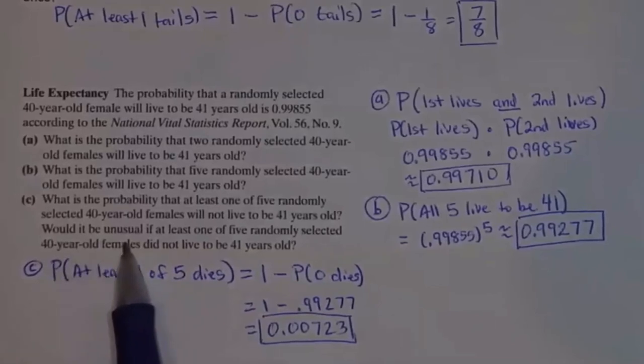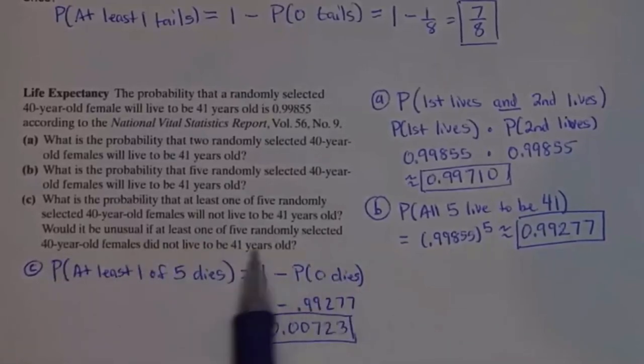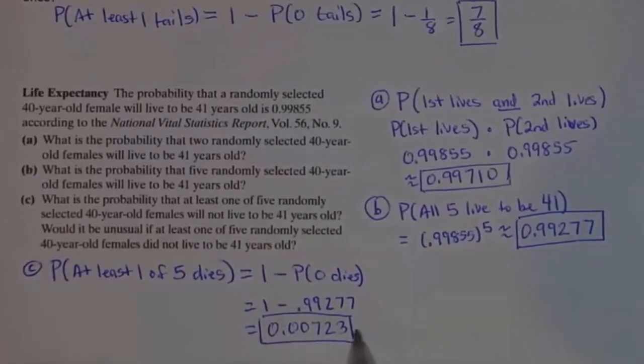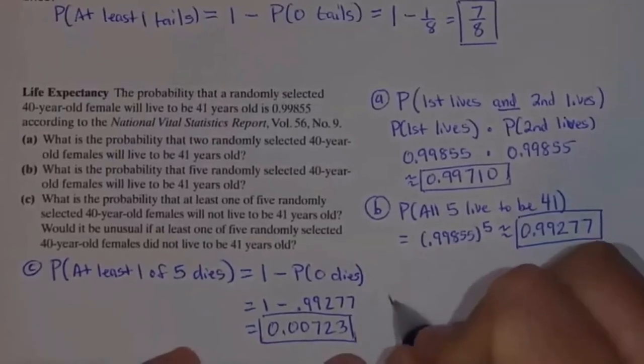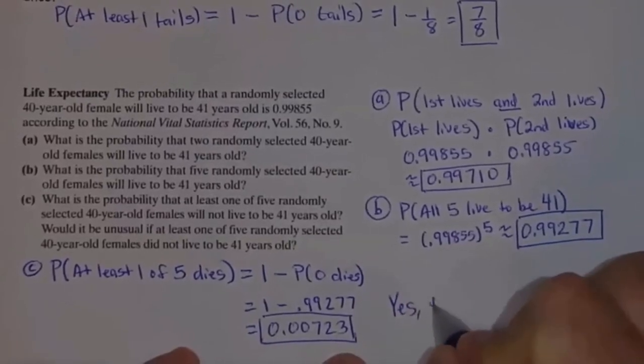Would it be unusual if at least one of the 5 randomly selected 40-year-old females did not live to be 41 years old? Well, that's way below 0.05, so the answer would be yes, this would be unusual.